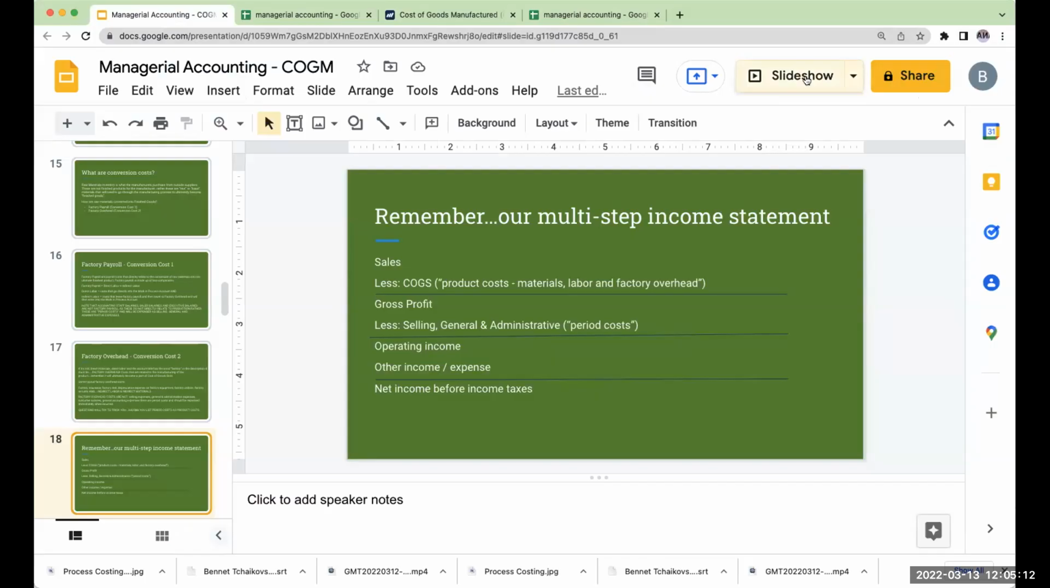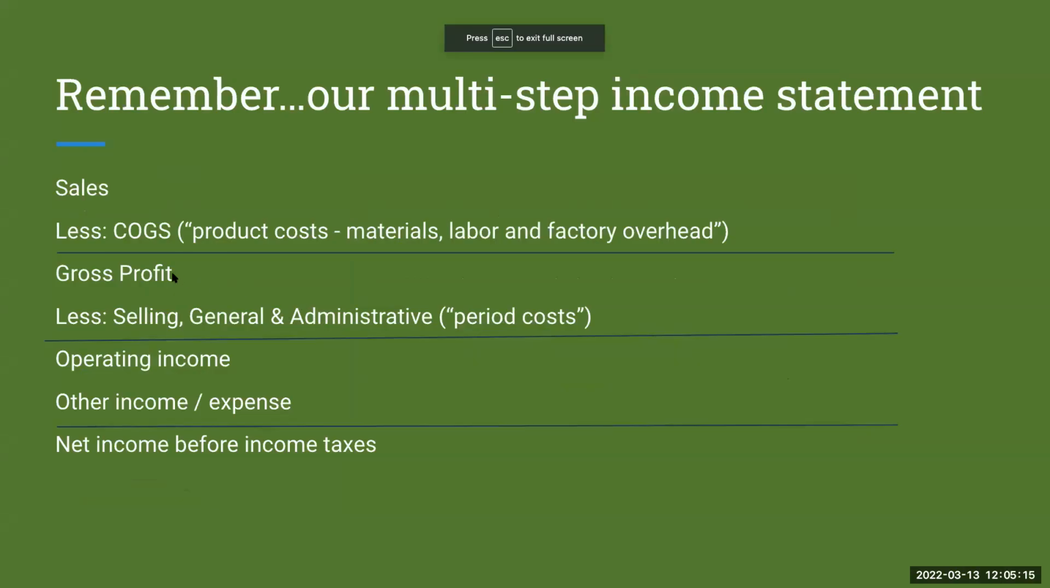Over here, this will give us our gross profit. How much are we making off of the sale of the inventory? Less our selling, general, and administrative expenses. These are period costs: sales commissions, office insurance expense, office supplies used, office rent. It sounds like a game of password, but it's anything that's a period cost: selling, general, administrative. This is going to give us our operating income, then other income and expense, and that's going to give us net income before income taxes.